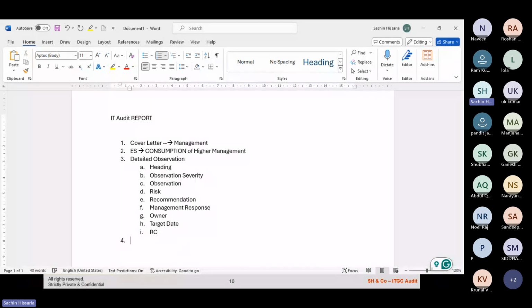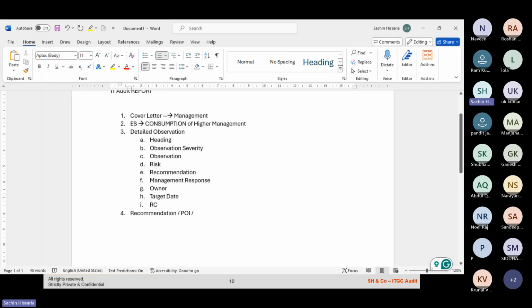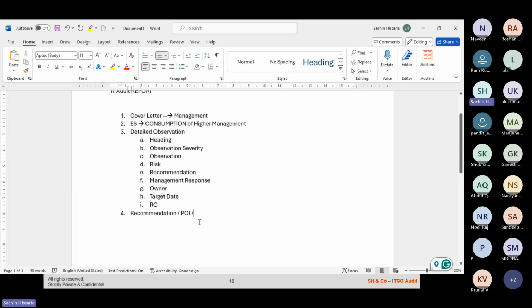After detailed observation, in some cases you will see a slide of recommendations, like only recommendations, or you may call it a point of improvement. We will say that this is not an observation, but a recommendation from the auditor's side, that please implement these things as well. So we call those recommendations.